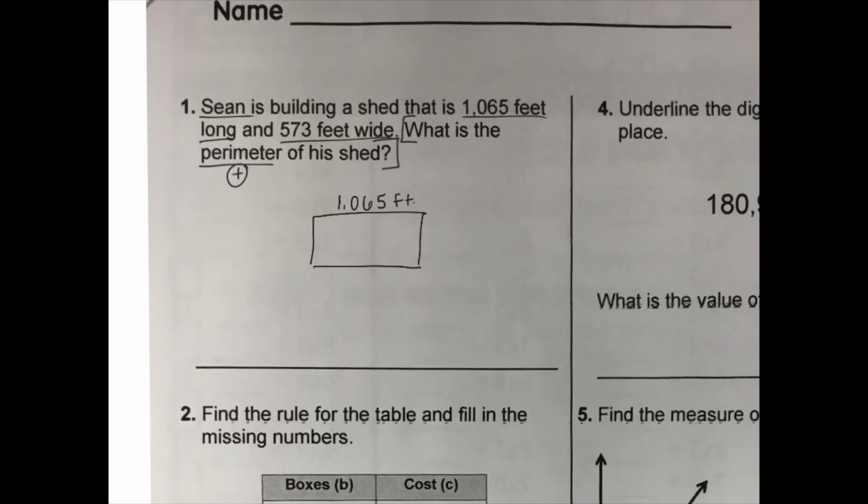And we know the width is 573 feet. We want to know the perimeter and add up the length of each side. Since it's a rectangle, this side and this side are congruent, so this is also going to be 1,065 feet. And this side and this side are congruent, so this side will be 573 feet.